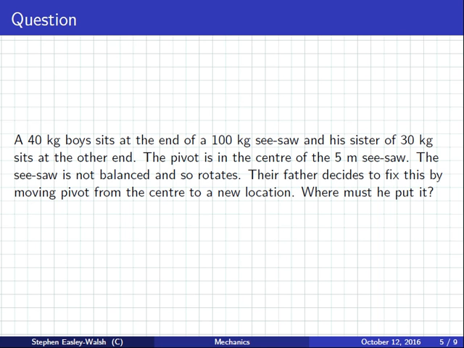Can I redo this one now? So, what's the boy's mass? 40. So there's a force here of 40g, and here 30g. And there's another force, do not forget. The weight of the seesaw does matter, 100g.